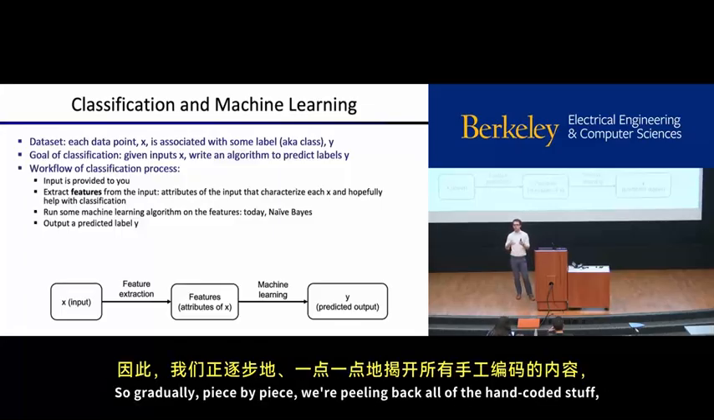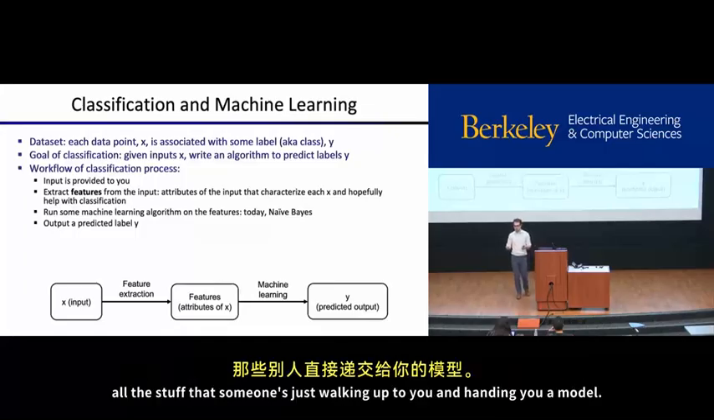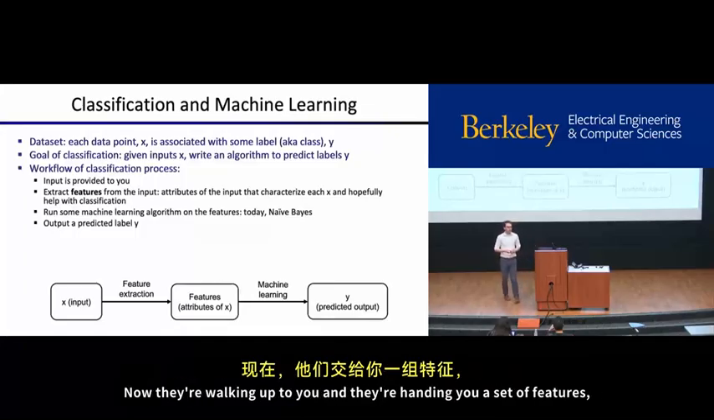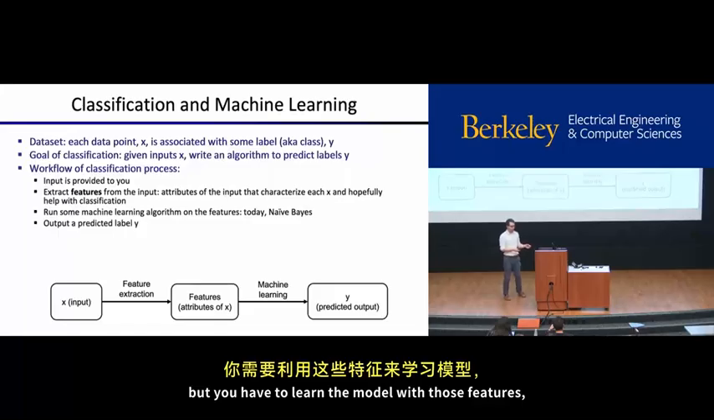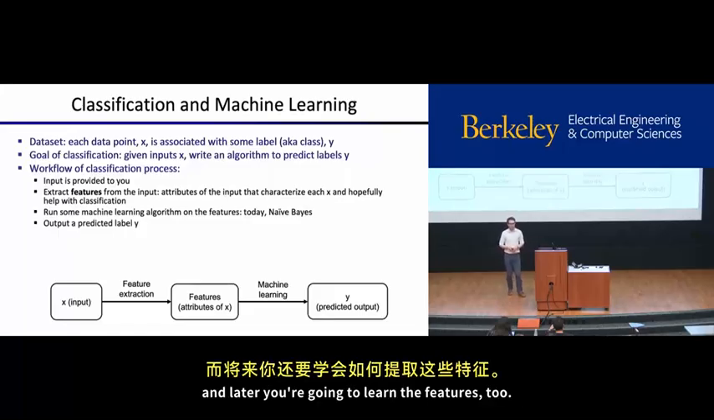So gradually, piece by piece, we're peeling back all of the hand-coded stuff, all the stuff that someone's just walking up to you and handing you a model. Now they're walking up to you and they're handing you a set of features, but you have to learn the model with those features, and later you're going to learn the features too.